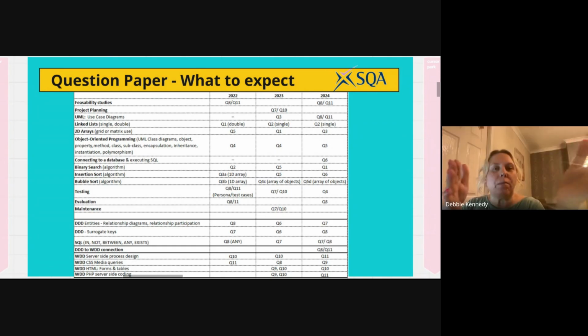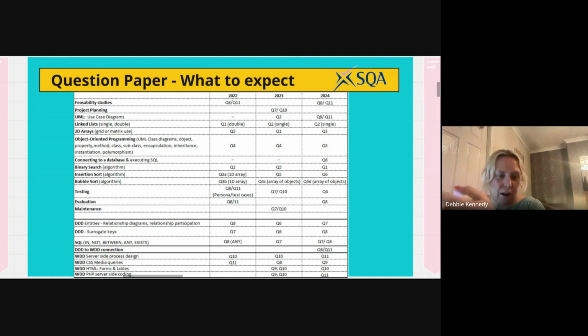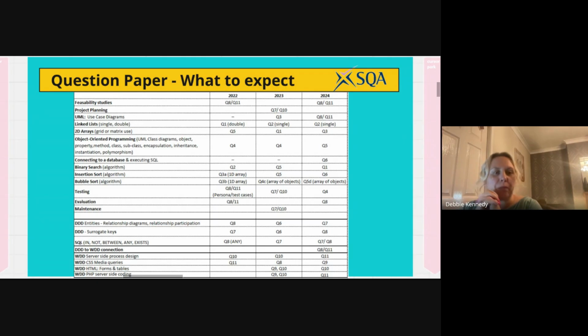It's the common themes, isn't it? Yeah. It's that analysis, testing and evaluation and maintenance, so that can be across the 3 units. Exactly. And the paper's designed so that if you're asked that for the database candidates, then there'll be something very similar but related to the web side of things. That makes sense. Yeah.